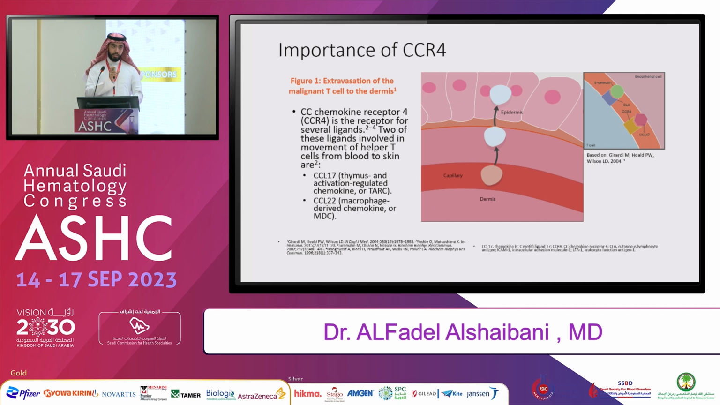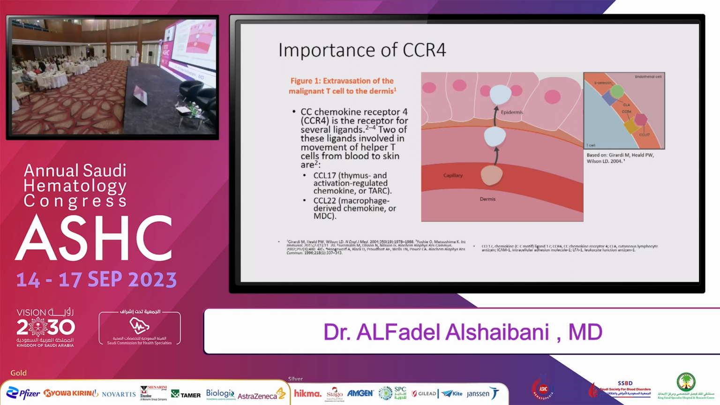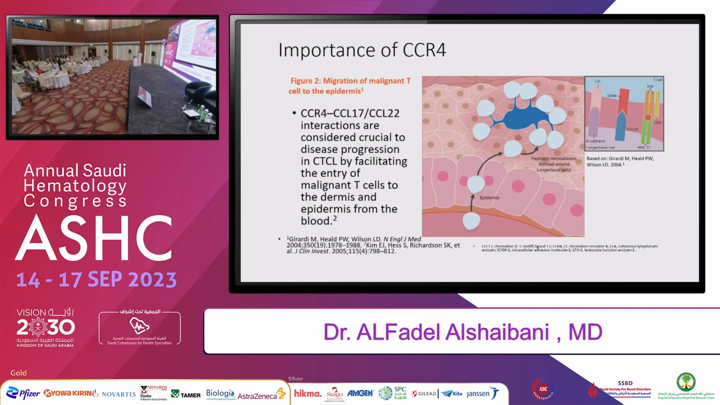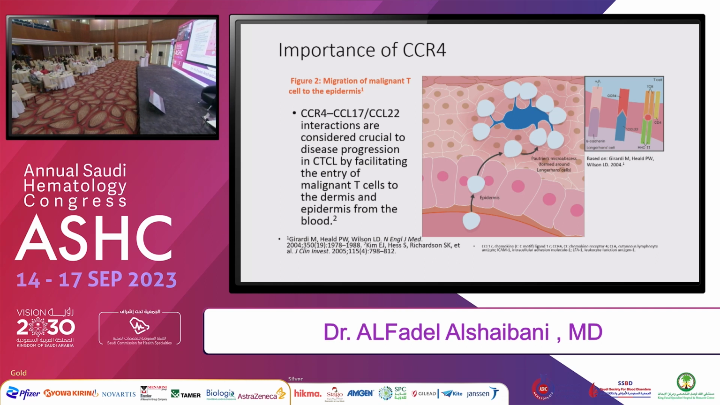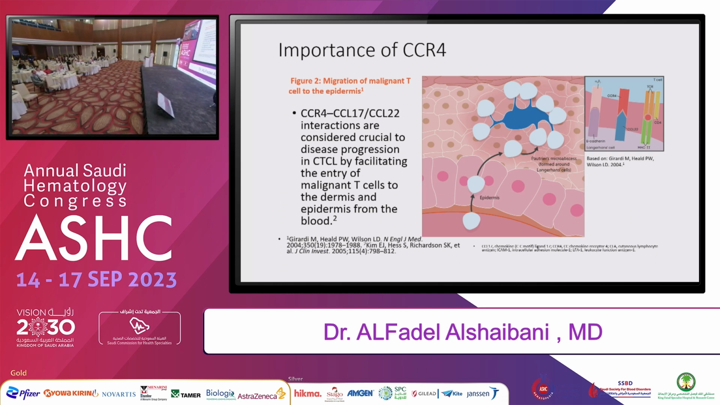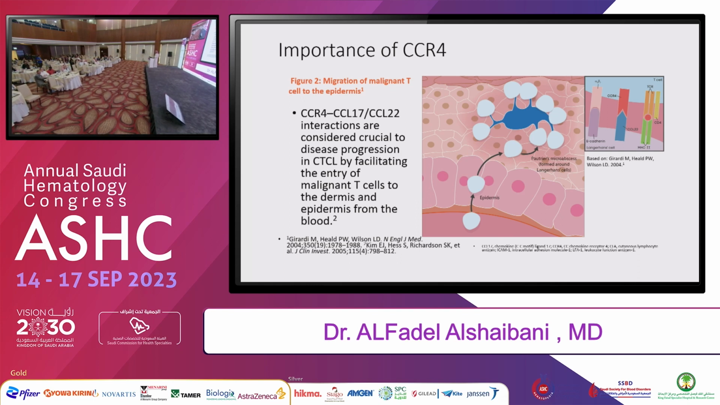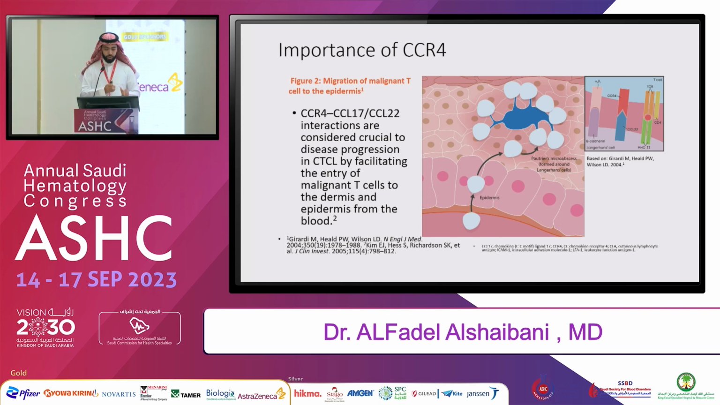This marker, CCR4, is a receptor for CCL17 and CCL22. This has a very important pathophysiological role in cutaneous T-cell lymphoma cases. It basically links the blood compartment to the skin compartment, and this is how the malignant cells infiltrate. As you can see here in the picture, CCR4 interacts with CCL17 and CCL22, and this step is considered crucial for migration from the blood compartment to the skin compartment and to the pathophysiology of the disease.